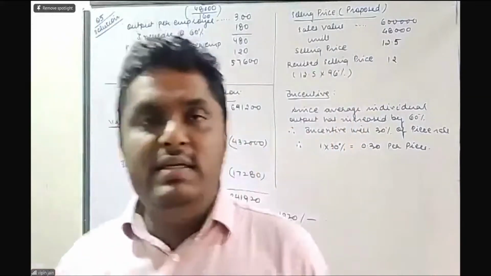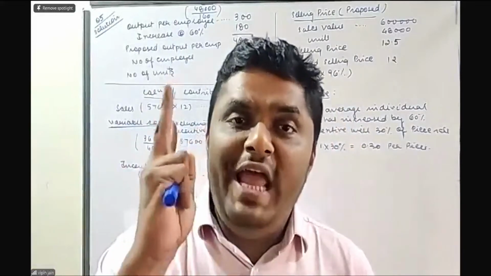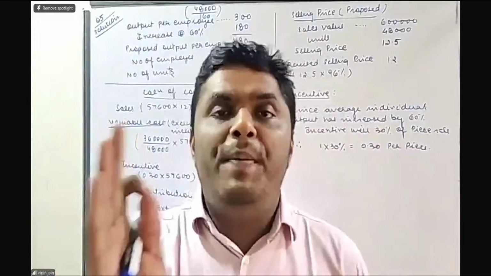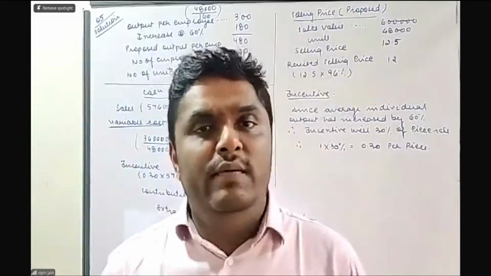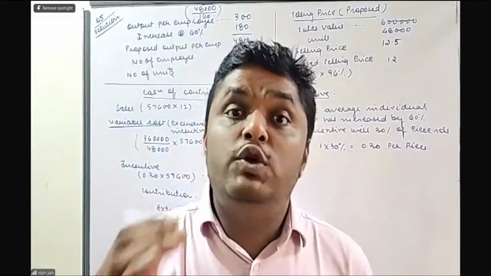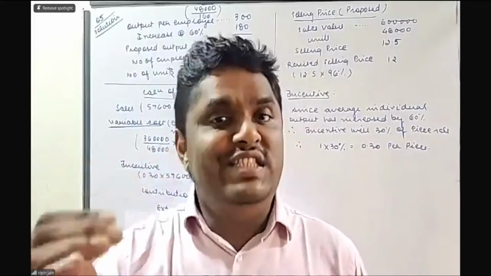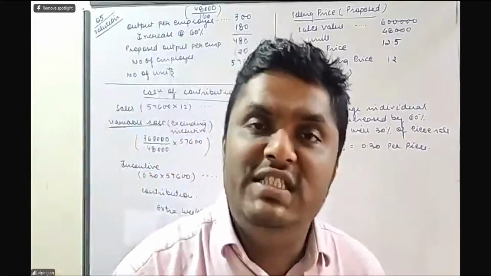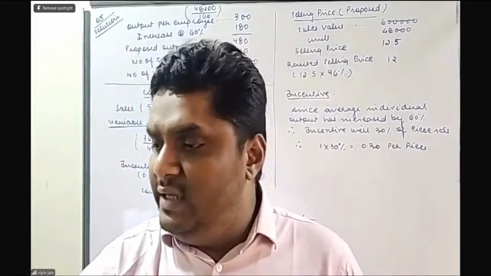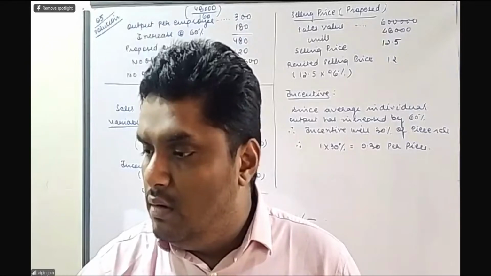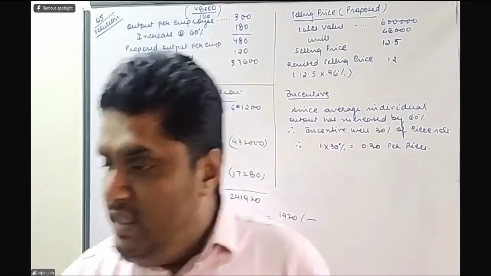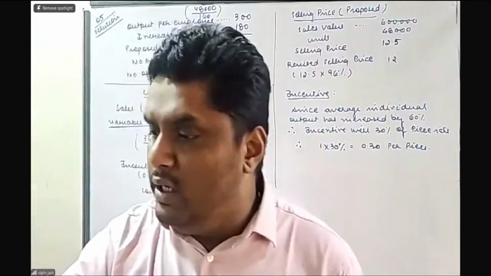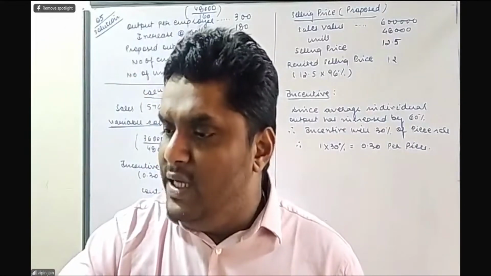See, Tambeshwari and Kasak, it is given that for every 2% increase, 1% will be the incentive. So average individual output how much has it increased? 60%. So for every 2%, 1%. So for 60%, 30% will be the incentive. Yes, 1920 is the difference of new contribution and old contribution. I hope it is clear, Tambeshwari and Kasak.